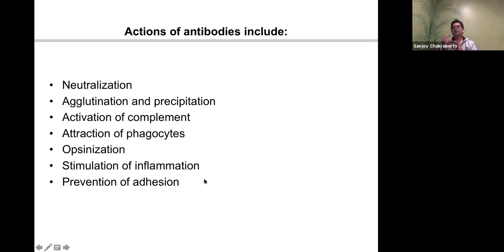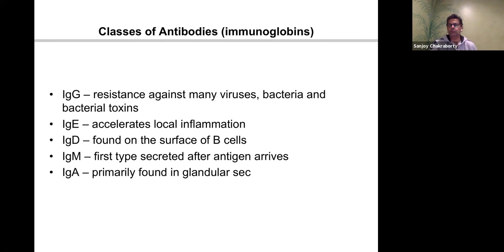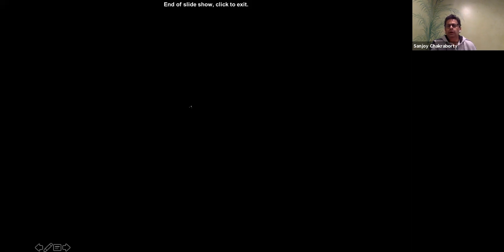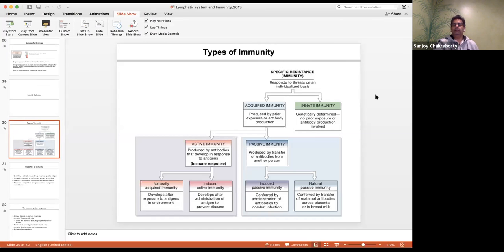Prevention of adhesion, because bacteria and viruses want to adhere to a host cell before they inject their DNA or before they enter into the cell. Antibody prevents that, because the antibody is binding the bacteria. Now the bacteria or the virus cannot bind to the host cell. If they cannot bind to the host cells, they cannot inject their DNA, they cannot infect the host cells. That is how they actually work. So these are the 5 classes: IgG, IgE, IgD, IgM, and IgA. So that is how the specific defense is working.